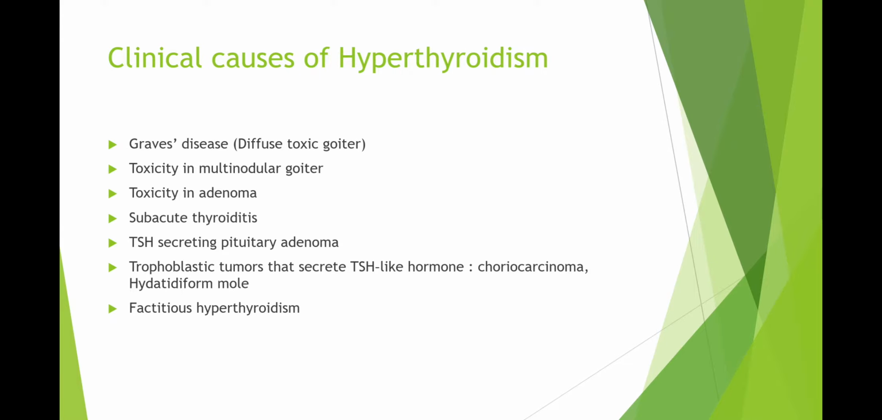The clinical causes of hyperthyroidism. The most important cause is Graves' disease, which is a diffuse toxic goiter. Others are toxicity in multinodular goiter, toxicity in adenoma, subacute thyroiditis, TSH secreting pituitary adenoma, trophoblastic tumors that secrete TSH like hormones, that is a choriocarcinoma and hydatidiform mole, or it can also be a factitious hyperthyroidism.